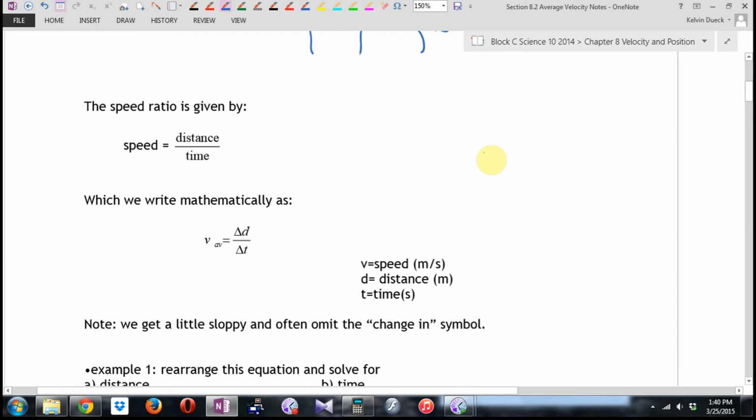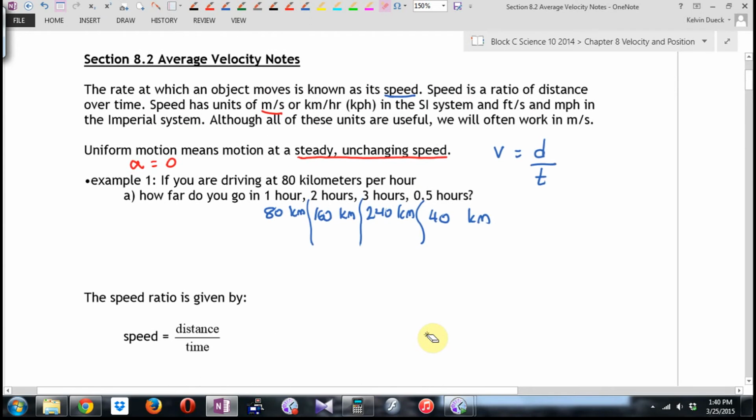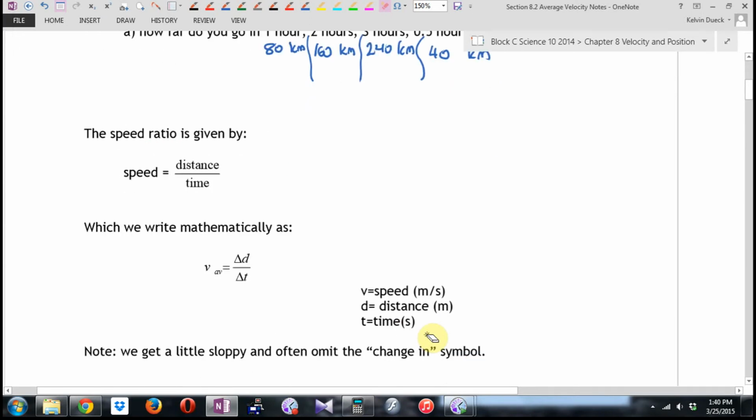So the speed ratio is given by distance over time, which we write mathematically as average speed, because you could be slowing down and speeding up when you're driving. Nobody goes exactly constant unless you're on cruise control. Average speed is given by the change in distance divided by the change in time. Now, note, we often get a little sloppy and we often omit the change in symbol. If you take physics 11 next year, I'm writing it this way. I'm not writing it v av equals delta d over delta t. A, it's hard to say. B, it's extra writing. C, it looks scary. I can do better.